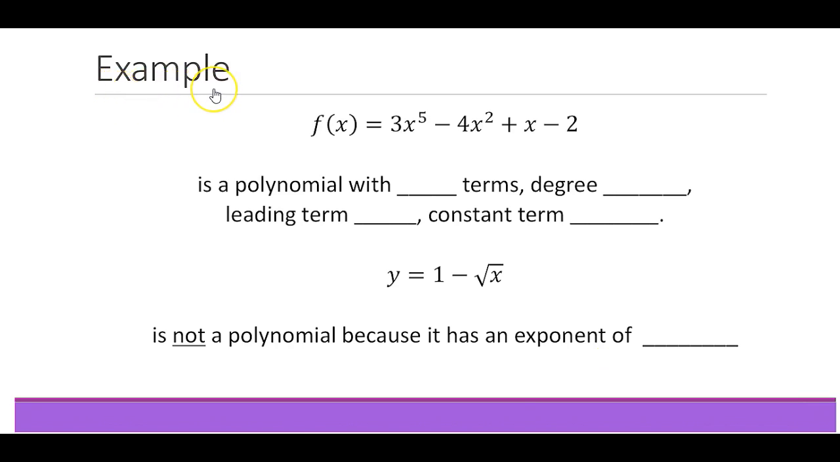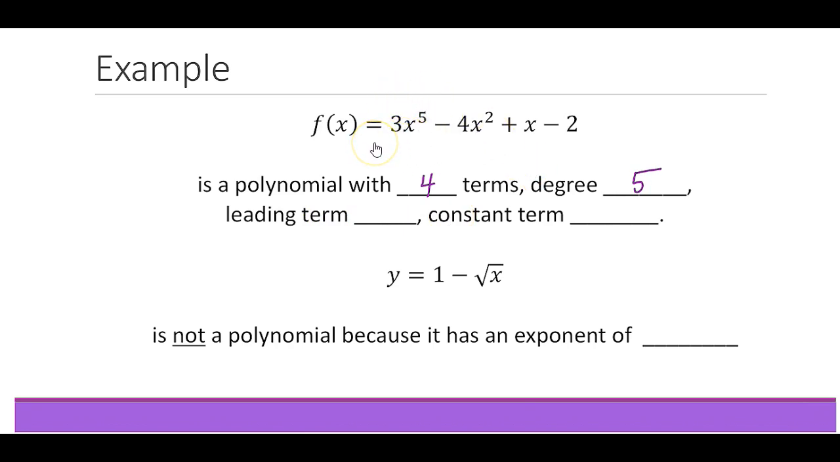Let's go ahead and move on to an example. Here we have a standard form polynomial. f of x equals 3x to the fifth minus 4x squared plus x minus 2 is a polynomial with 4 terms. So terms are separated by that addition or subtraction. The degree is going to be 5, so that is the highest exponent out of all of the terms.